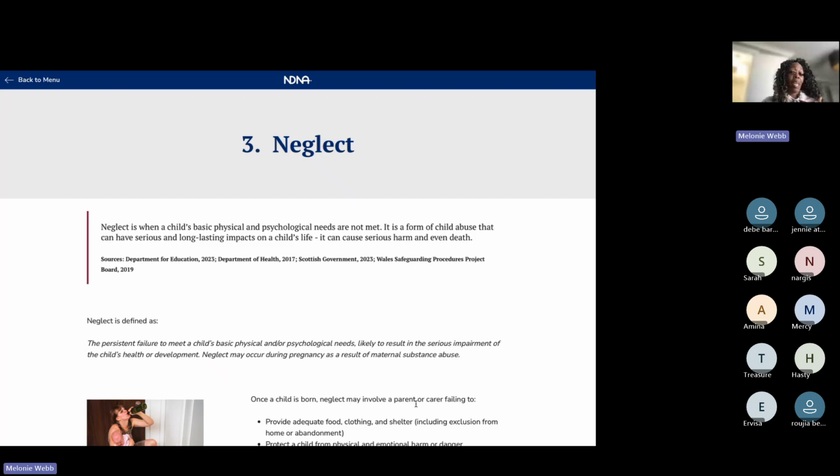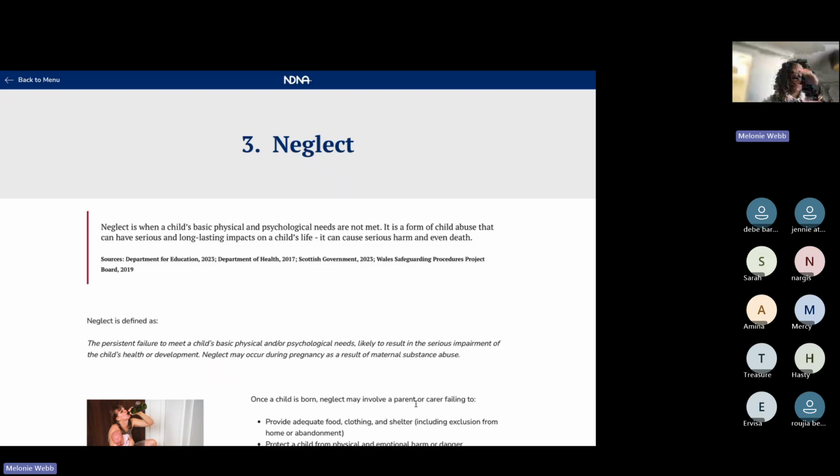So neglect is when a child's basic physical and psychological needs are not being met. It's a form of child abuse that can have serious and long-lasting impacts on a child's life. It can cause serious harm and even death. Neglect is defined as the persistent failure to meet a child's basic physical and psychological needs, likely to result in a serious impairment of the child's health or development.